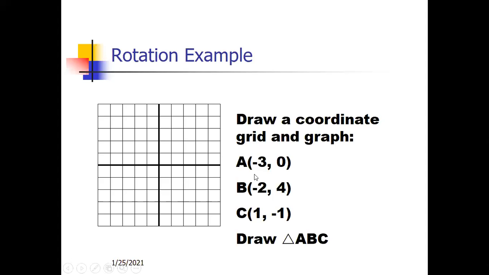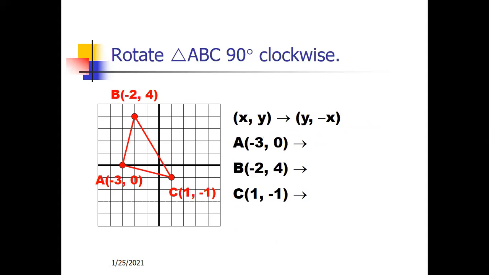So we want now to represent this one. So we will plot the points. The first point is -3 and 0. The second point is -2 and 4. And the third point is 1 and -1. Draw the triangle. We will connect the triangle. And after that, we want to rotate 90 clockwise.